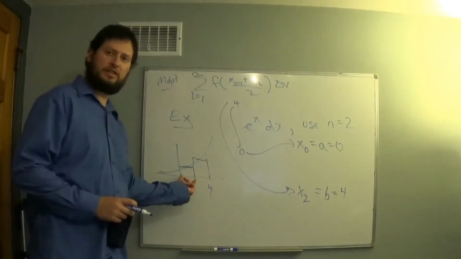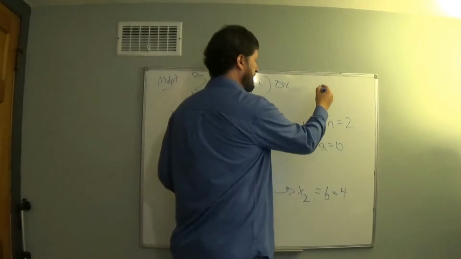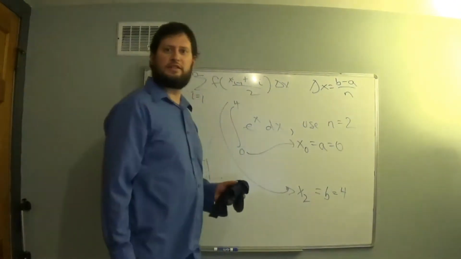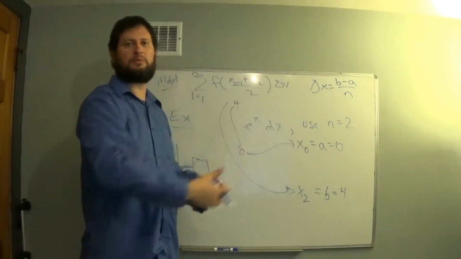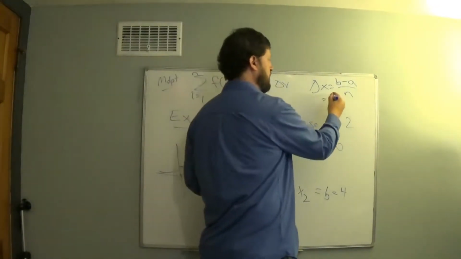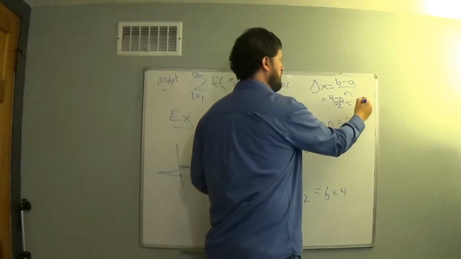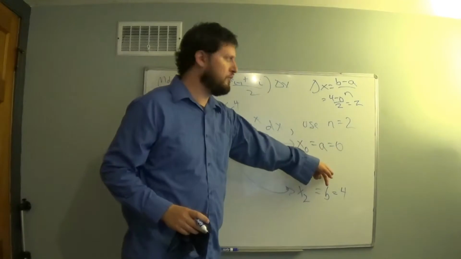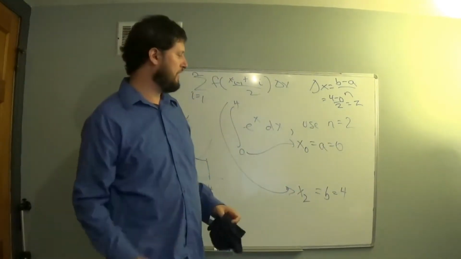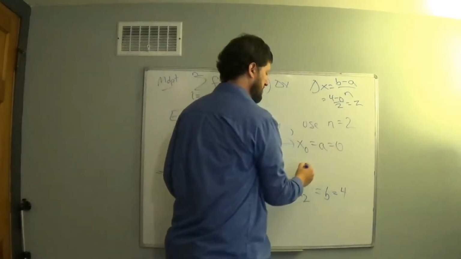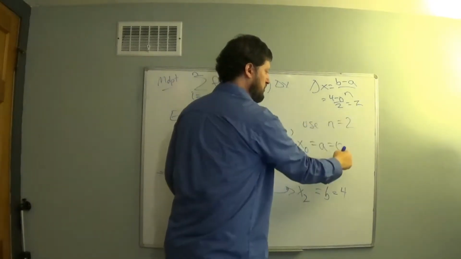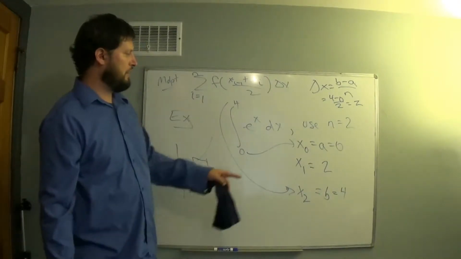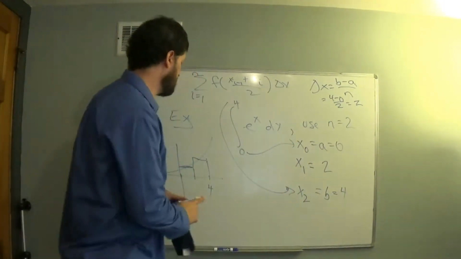So delta x in this case, or in all cases, is b minus a over n. Delta x is the total length divided by the number of subintervals. In this case, that's 4 minus 0 over 2, which is 2, which means that I have to start here and move up 2 units. And that's what we would do in a generic case, not just a simple one like we see here. So x1 will be 2 more than 0, which is 2, right in between the two pieces. Now I have x0, I have x1, and I have x2.